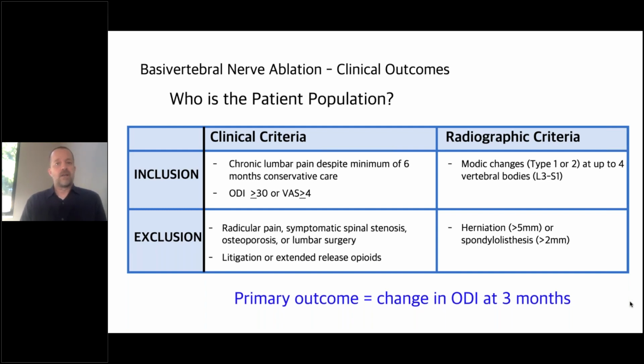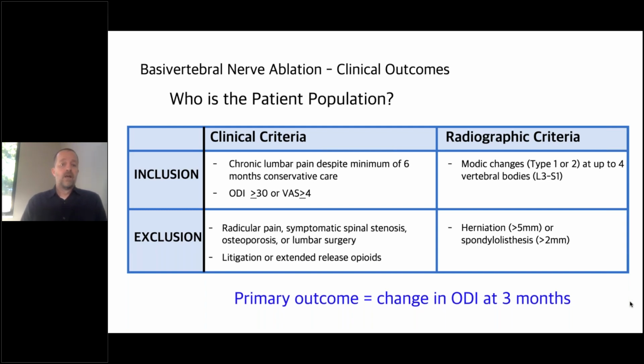And you can look at this slide and ask the question, who's a candidate for this procedure? This slide explains who that patient is, because these same inclusion and exclusion criteria were used for all of the published clinical studies. These are people with chronic low back pain, despite at least 6 months of conservative treatment. They have to have pain of at least 4 and ODI of greater than 30. They also had to have Modic type 1 or type 2 changes at no more than 4 vertebral bodies from L3 to S1. In all of the published research so far, I don't know of a single patient with more than 3 vertebral bodies treated. However, the criteria allow for up to 4, and the FDA indications include treatment from L3 to S1.